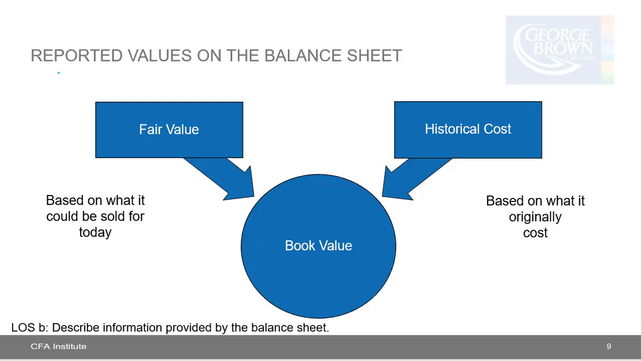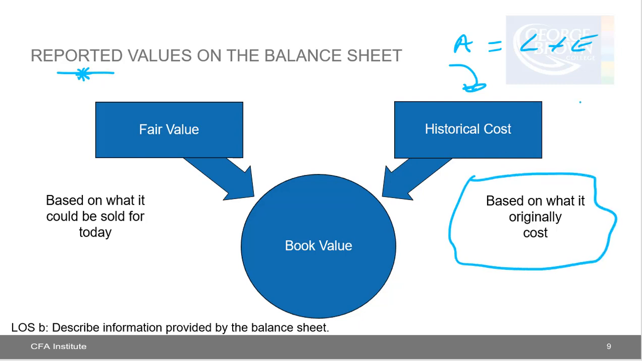So the next thing that we're going to look at is reported values on the balance sheet. Recall the accounting equation, assets equals liabilities plus equity. So when we're looking at some assets and indeed some liabilities on the balance sheet, they're based on what it originally cost. So they're held at historical cost or historical value. And you can see the implication of that.